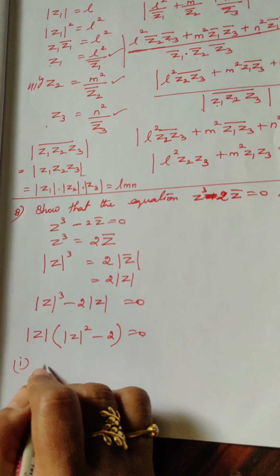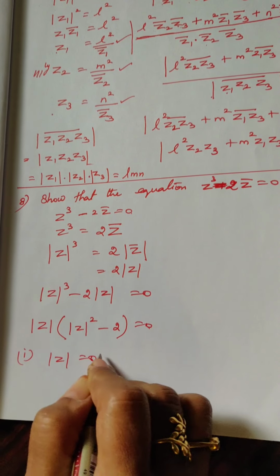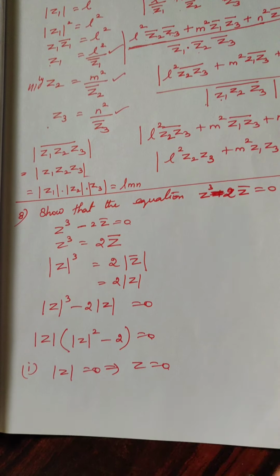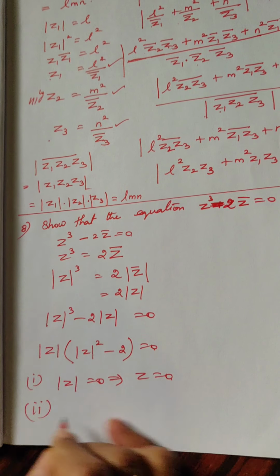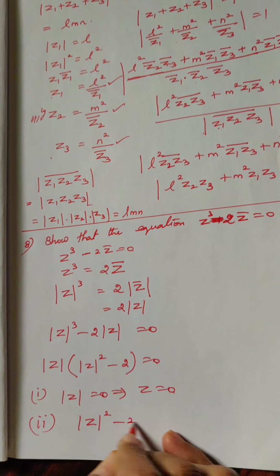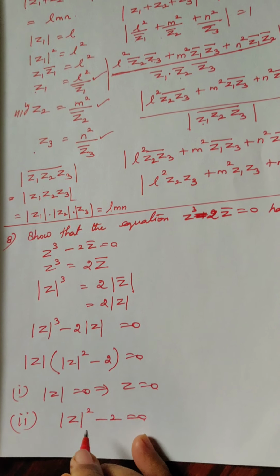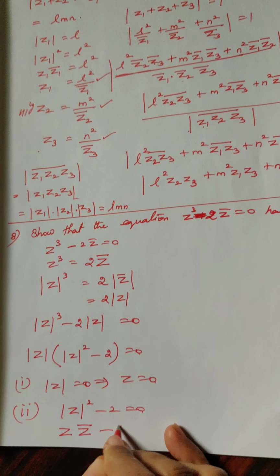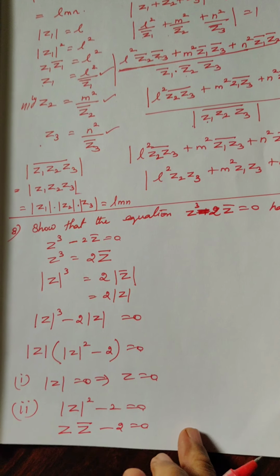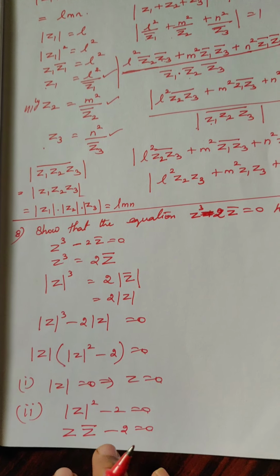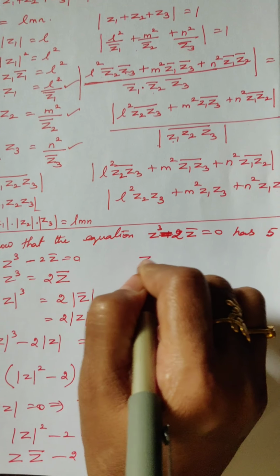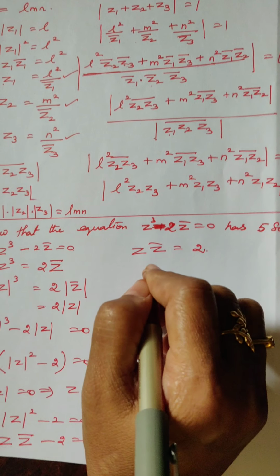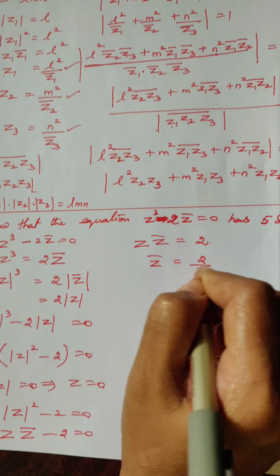So one case is modulus of z is equal to 0. This implies z is equal to 0. So we are getting one solution. Now coming to the second part, modulus of z square minus 2 equal to 0. So what is modulus of z square? Already you know that modulus of z square is equal to z into z bar, so z z bar minus 2 equal to 0. Is it clear now? z z bar equal to 2 means z bar equal to 2 by z.